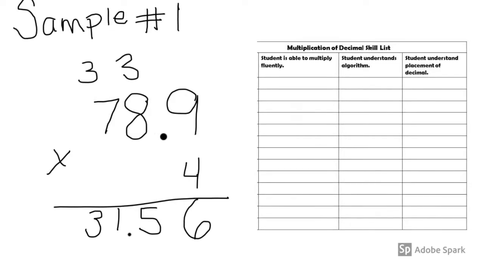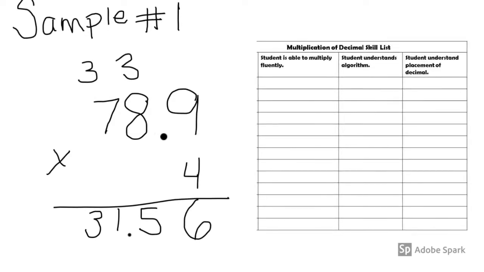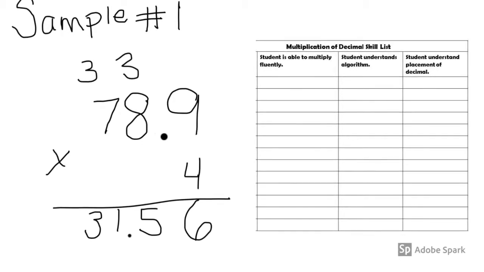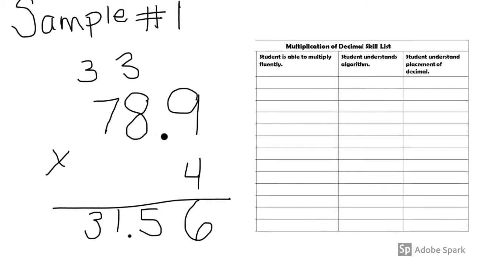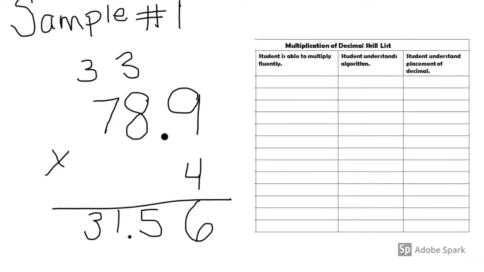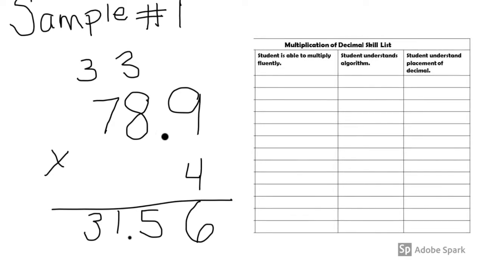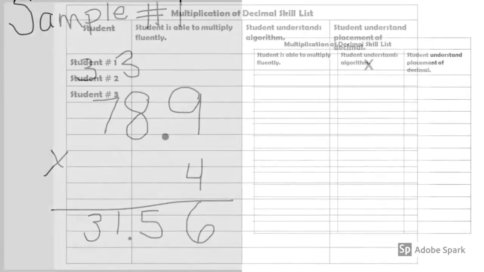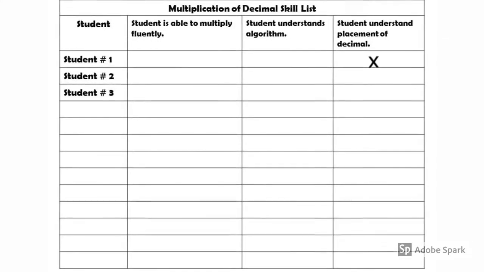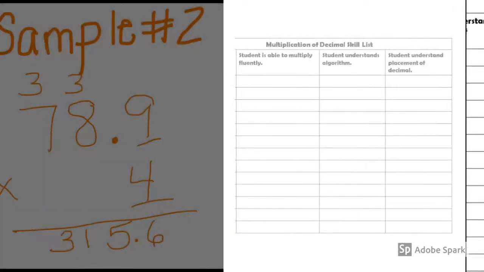Okay, so here is a sample of what I might give them: 78 9/10 times 4. I can see that this student knows how to multiply the decimals, understands the algorithm, but does not understand decimal placement. So under my category here, I would mark on that third column an X. You can see here what that would look like.